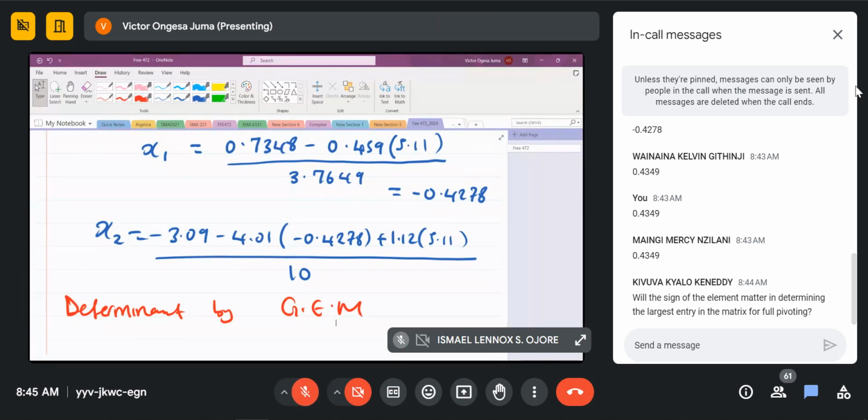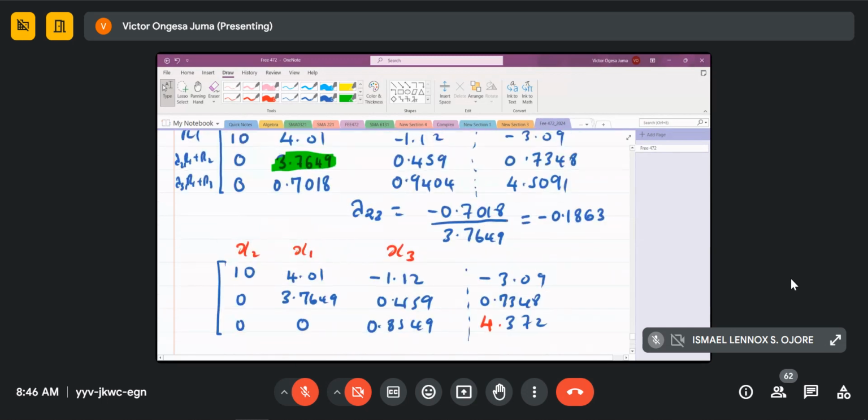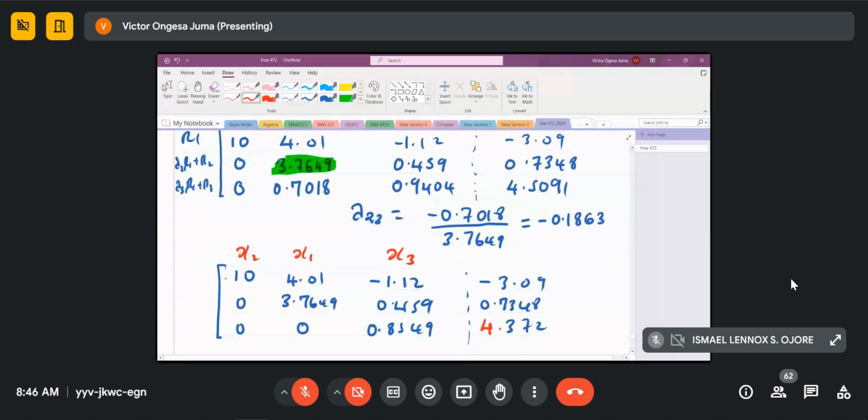Mostly when I'm in front of the screen, I don't see the chat unless I see something, then I can check. Will the sign of the element matter in determining the largest entry in the matrix? No. So we look at, that's why I said you check the element with the largest magnitude. So you consider the magnitude, you don't consider the sign. Even for this matrix, even if this 10 was minus 10, it would still be the element with the largest magnitude, so it still becomes the pivot. I think that answers the question.